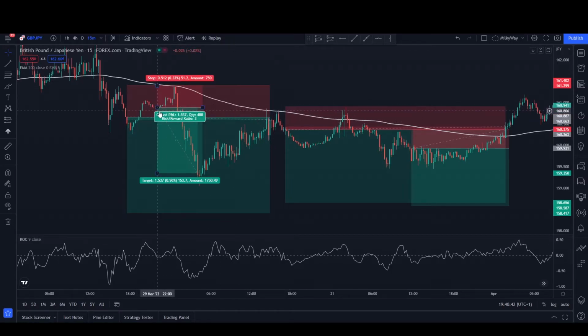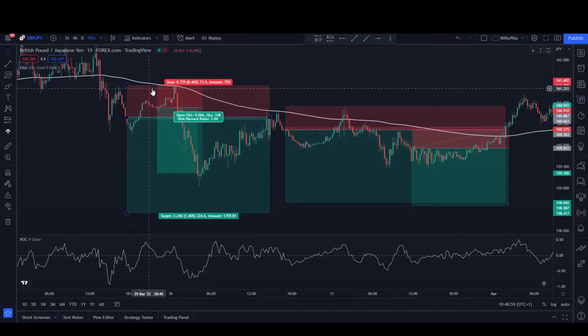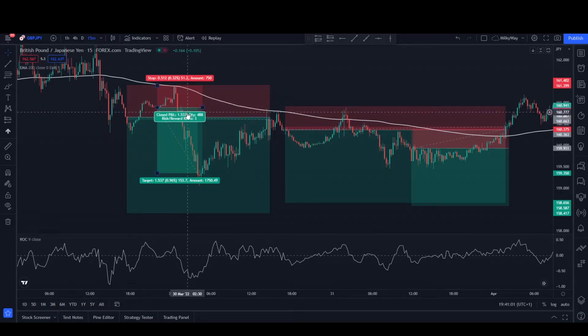However, this second trade, where the rate of change becomes negative again, this price would have been slightly higher with the same stop loss. So you would have hit your 1 to 3 risk reward ratio.